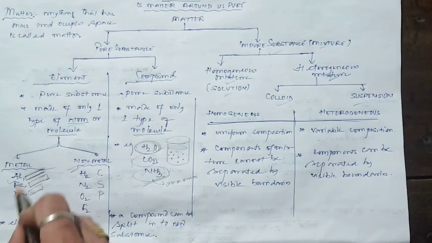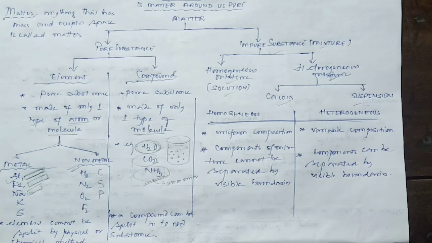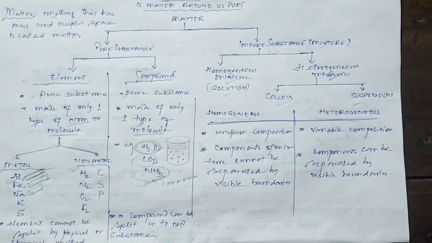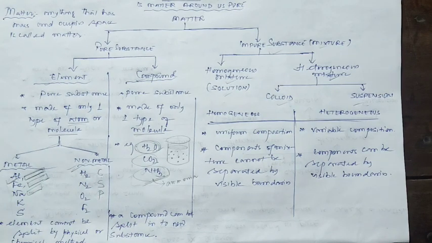But if I take aluminium or iron metals or sodium metals, potassium, this cannot be further subdivided. The small particles of these metals are atoms. Smaller particles than atoms don't exist. So we cannot get smaller particles than atoms in the case of metals.